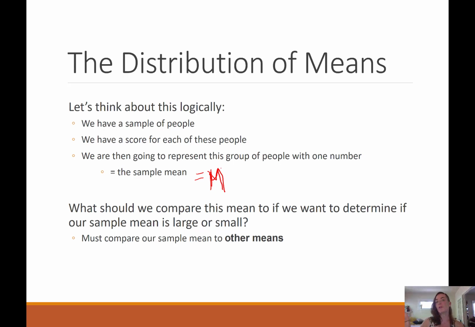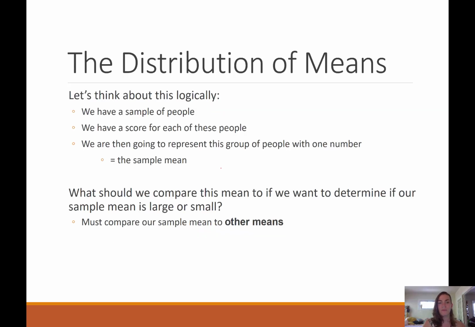So I'm making sure that I'm using the same units here. The unit is a mean. So I want to compare my sample mean to a distribution of like things, and those like things are also sample means. Okay. And that leads us to a distribution of means. So that's the theory behind why we need a distribution of means for our hypothesis tests.